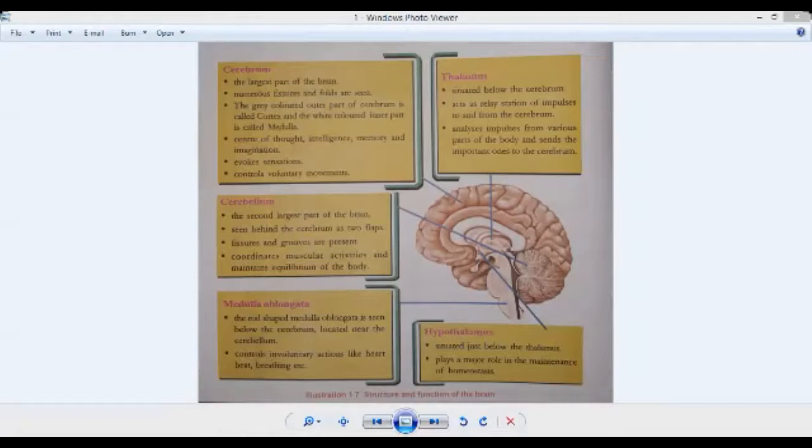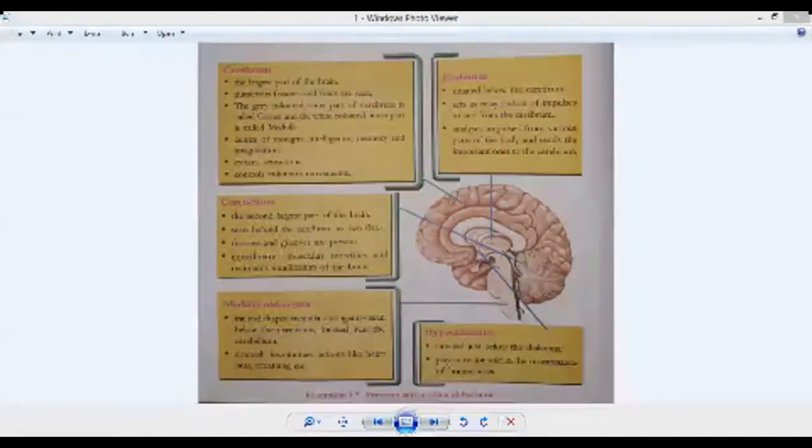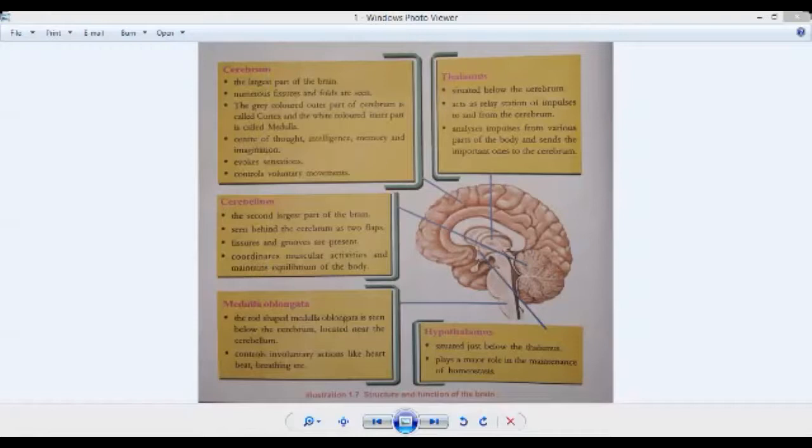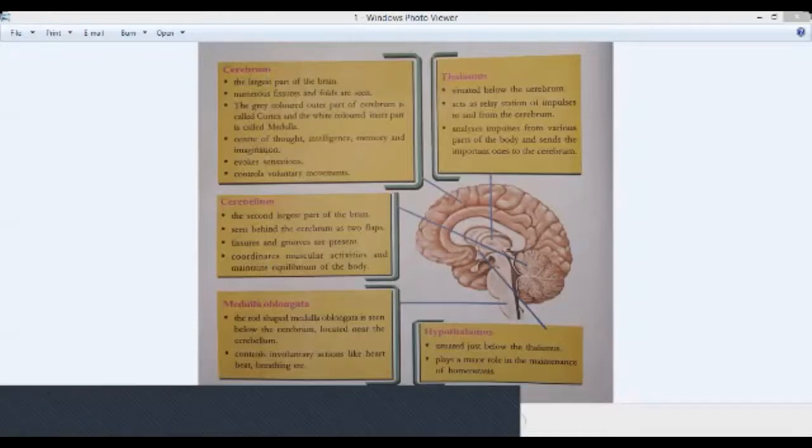The next part is the hypothalamus. The hypothalamus, you can see in the picture, is situated below the thalamus, just below the thalamus. And what's its function? It plays a major role in maintenance of homeostasis. Homeostasis means maintenance of our internal body temperature. Is it clear for you?